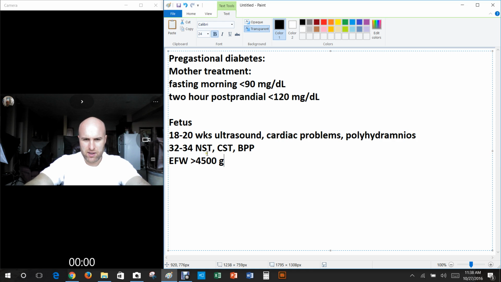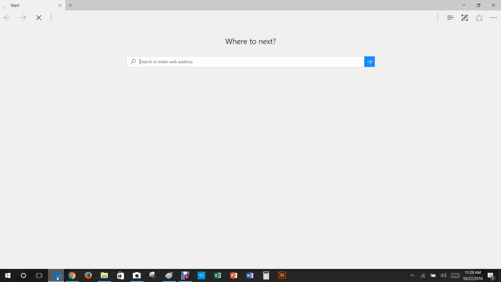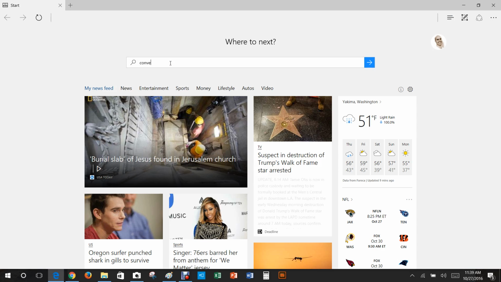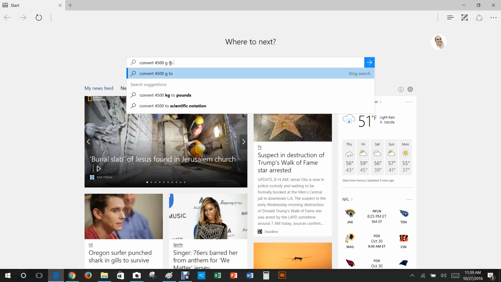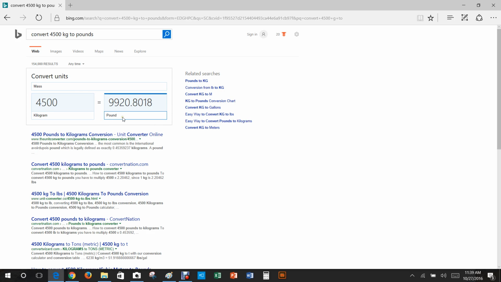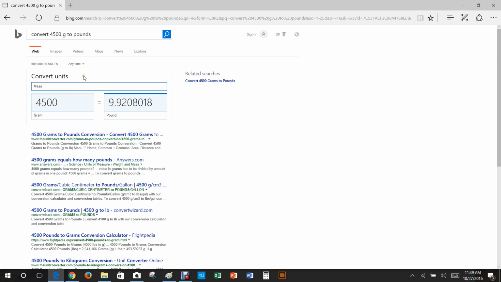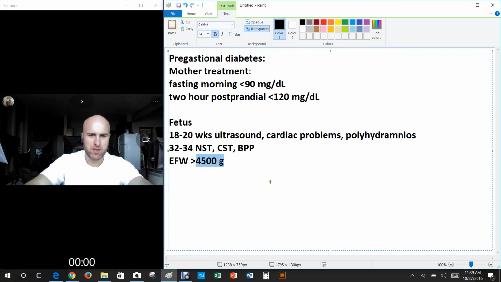Now, what is... sorry, I'm kind of curious. So I'm going to pull up here, convert grams to pounds. So let's see what that says. That is not kilograms, grams. So that's going to be close to 10 pounds. So if it's like a 10-pound baby, you probably want to do a cesarean section. Pretty close to 10 pounds.